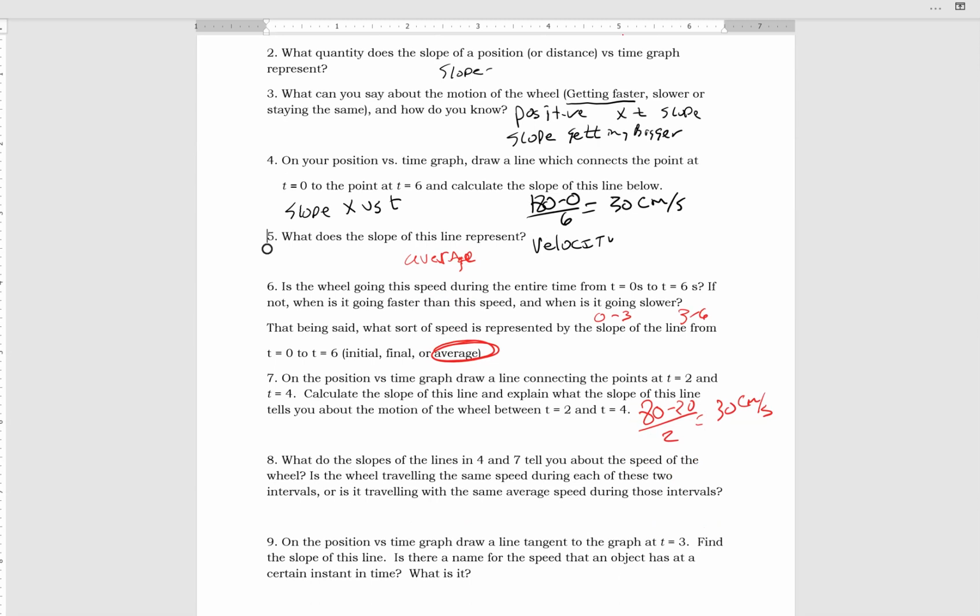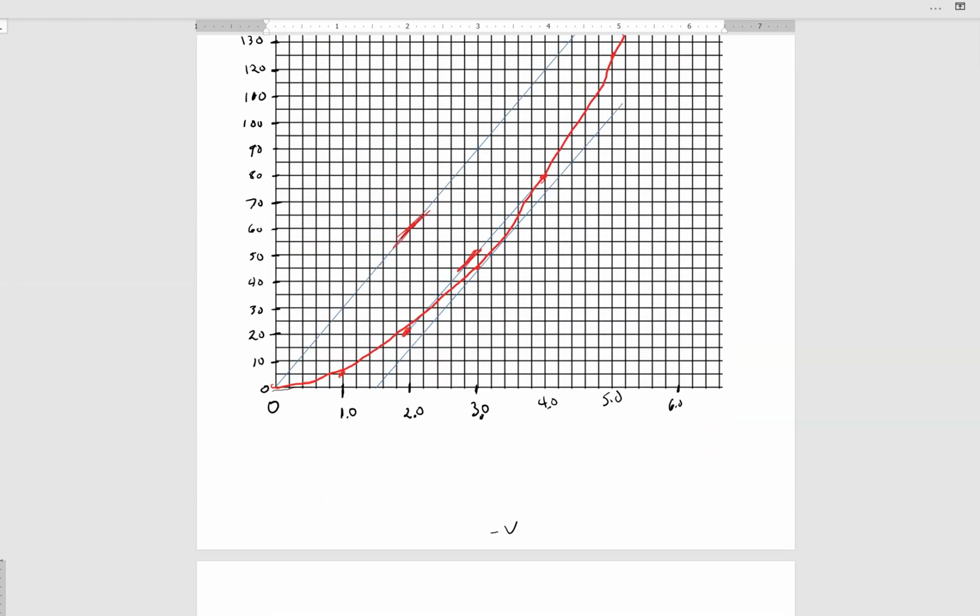All right. Now, lines 4 and 7 tell us about the speed of the wheel during those two segments of time, from 0 to 6 and from 2 to 4. The wheel has the same average speed between those 2 points.